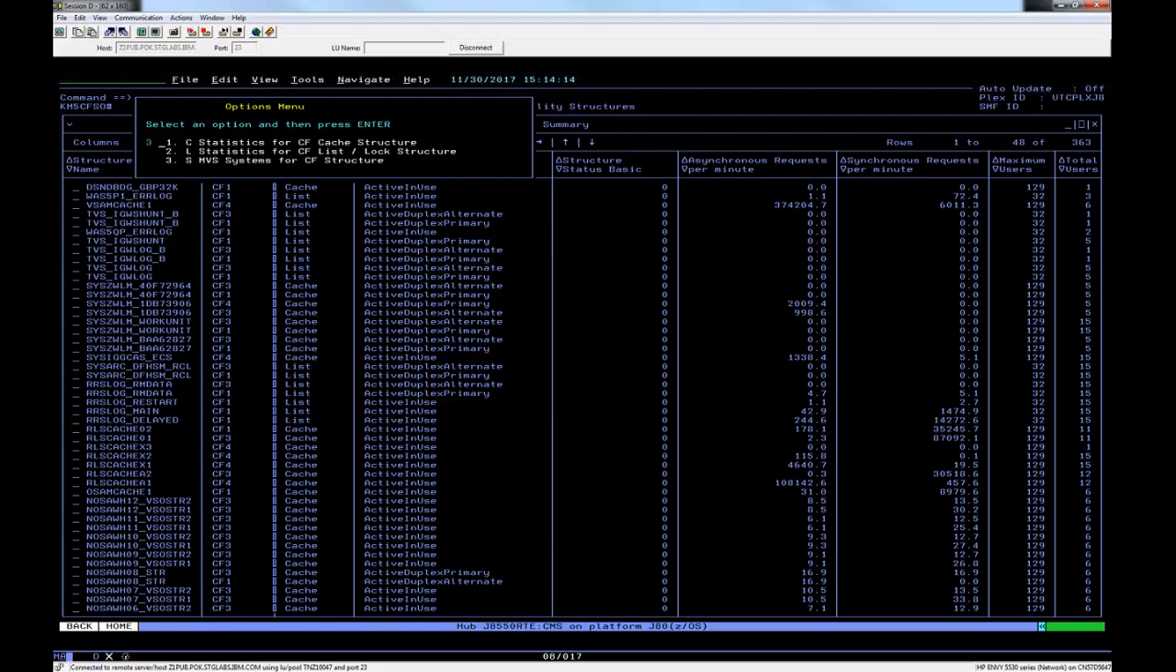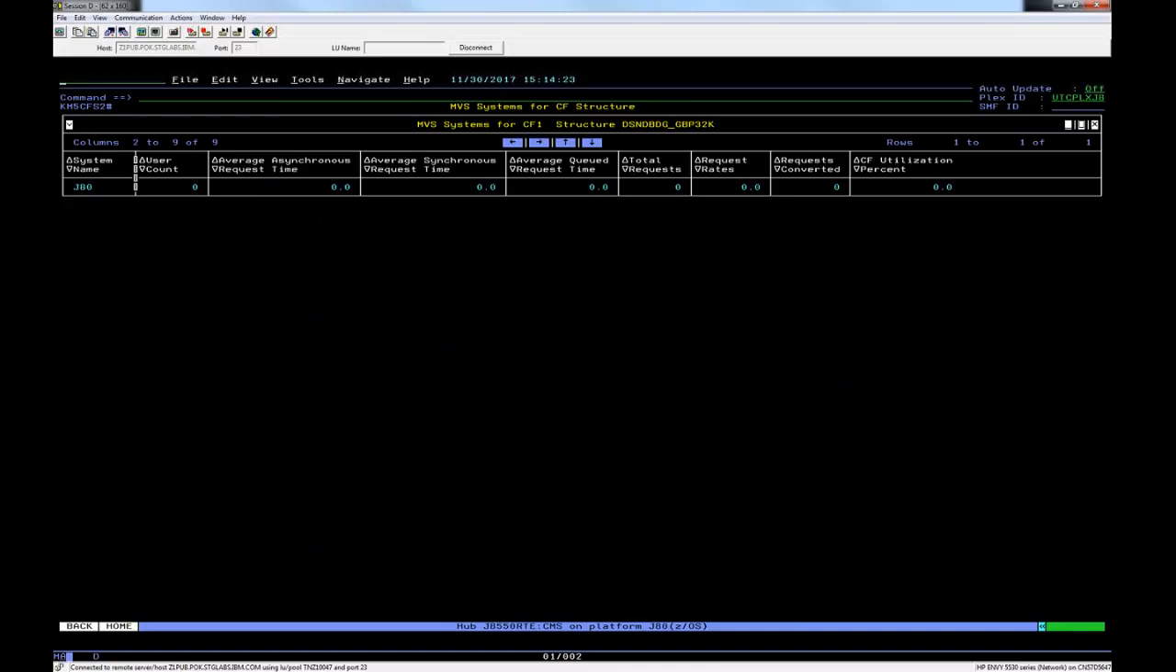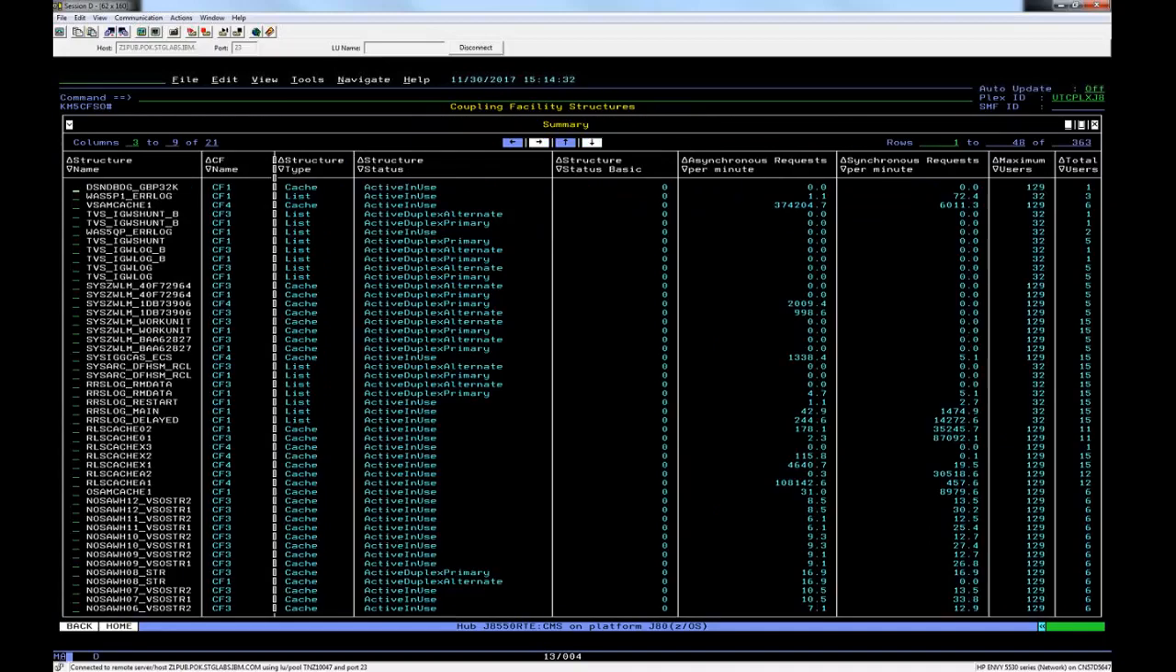And then if we look at the systems that are connected to the coupling facility, of course we only have one system running in the Sysplex, J80, but we can dive to the structure level and the system and look at the metrics for the systems that are connected to a coupling facility.